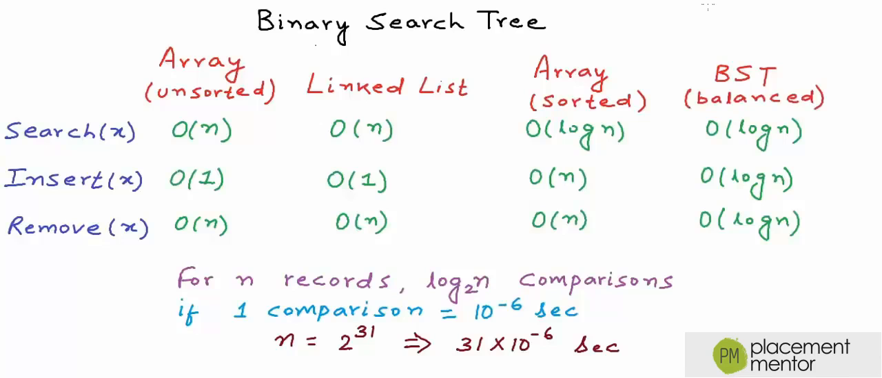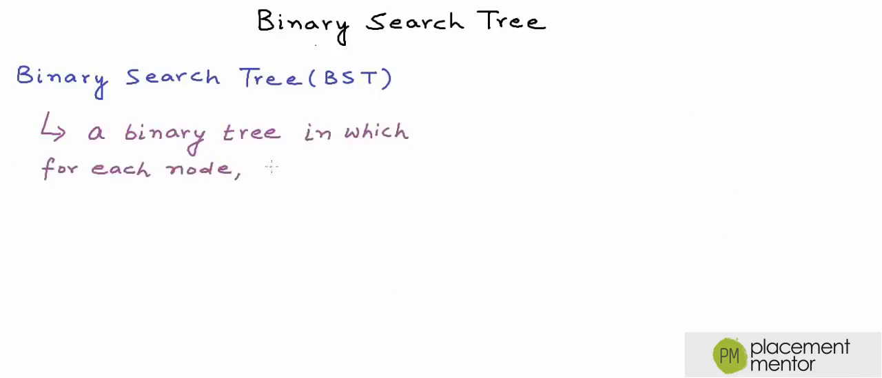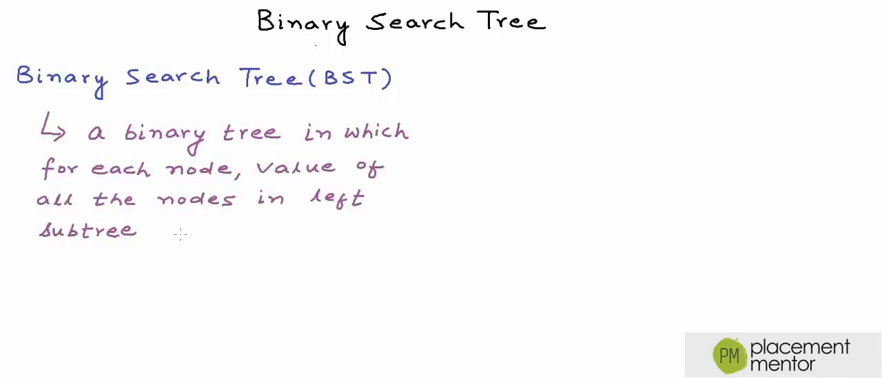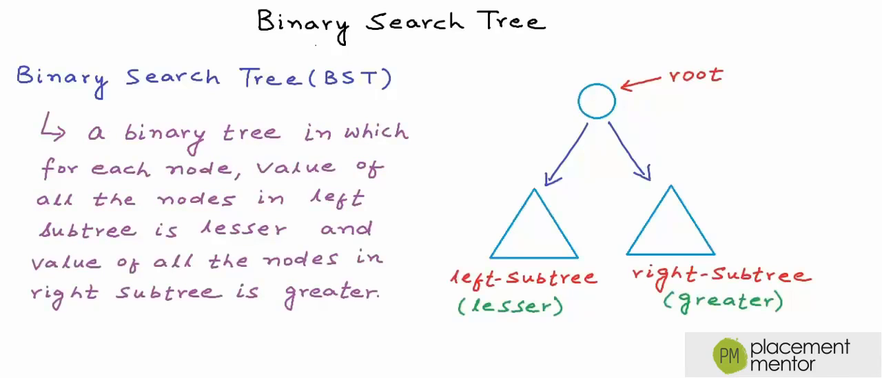We had talked about balanced binary tree in our previous lesson. Binary search tree is only a special kind of binary tree. To make sure that the cost of these operations is always big O of log n, we should keep the binary search tree balanced. We'll talk about this in detail later. Let's first see what a binary search tree is and how the cost of these operations is minimized when we use a binary search tree. A binary search tree is a binary tree in which for each node, the value of all the nodes in the left subtree is lesser and the value of all the nodes in the right subtree is greater. I have drawn the binary tree as a recursive structure here.